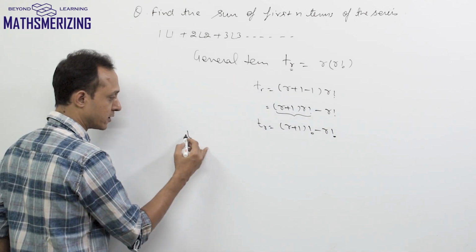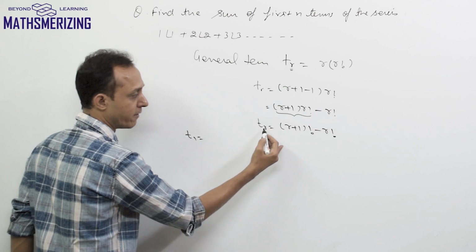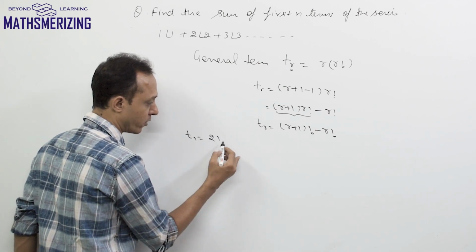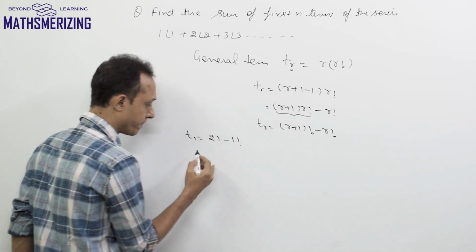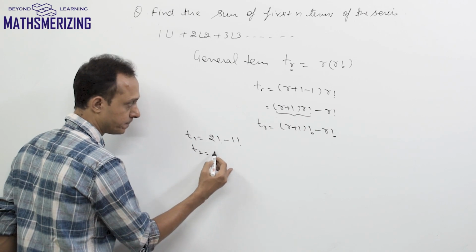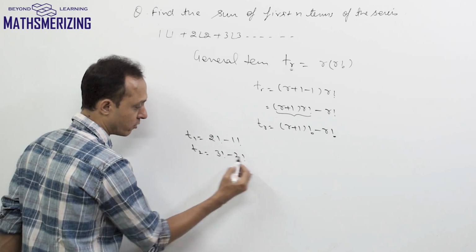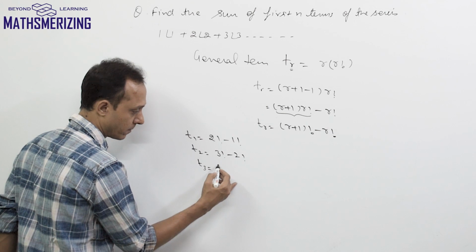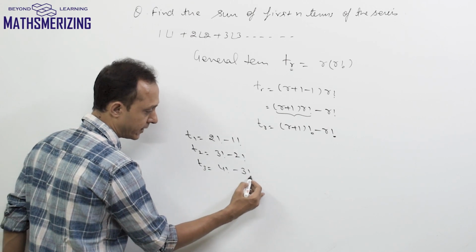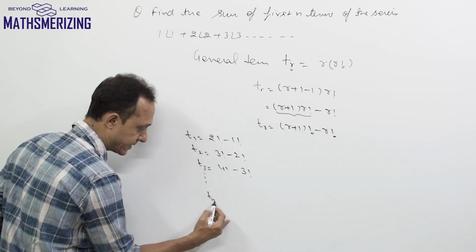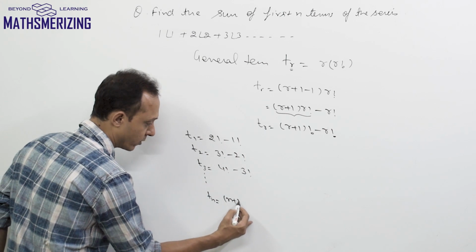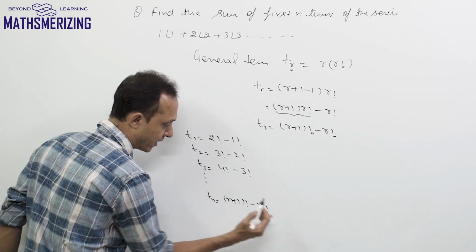So what is my first term? If I put the value of r as 1, I can write factorial 2 minus factorial 1. Second term, factorial 3 minus factorial 2. Third term, factorial 4 minus factorial 3. And then finally its nth term, which is factorial n plus 1 minus factorial n.